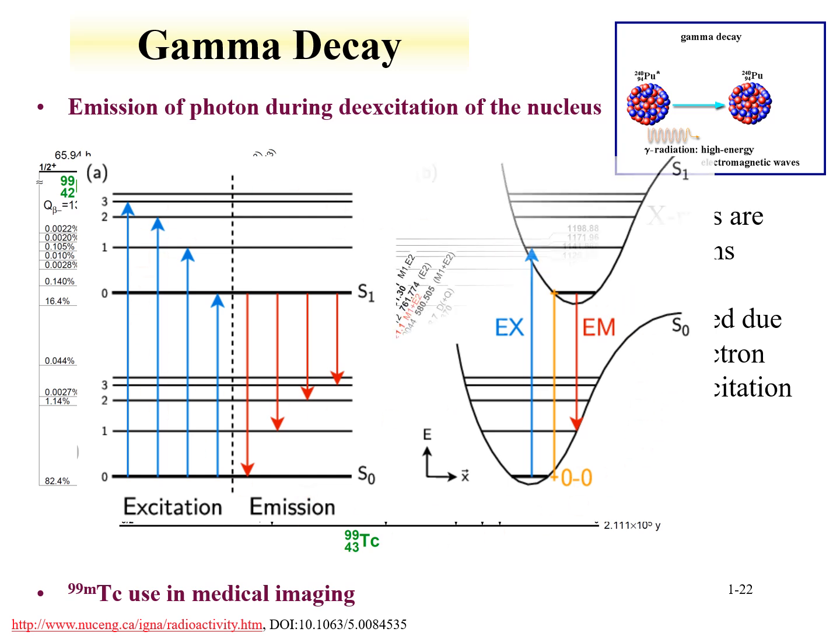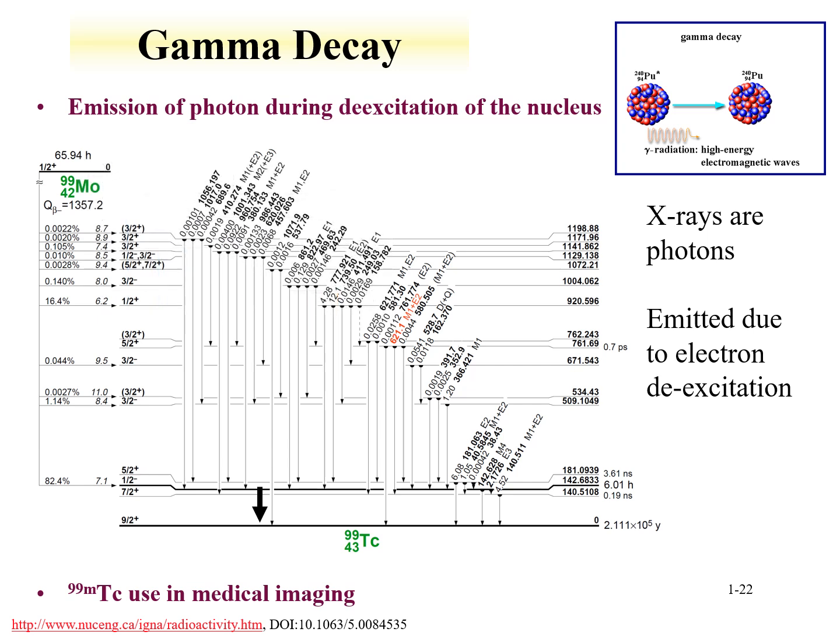In an additional note, these photons that are emitted from the nucleus are called gamma rays, while X-rays are photons that are emitted due to electron de-excitations. They're both photons, but X-rays come from the electronic de-excitations, where gamma rays come from the nucleus.